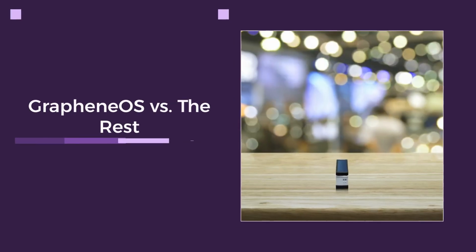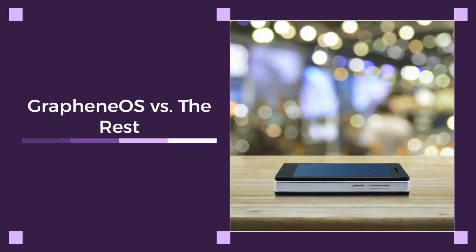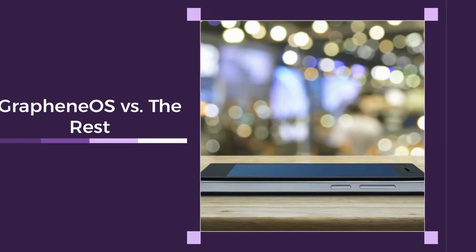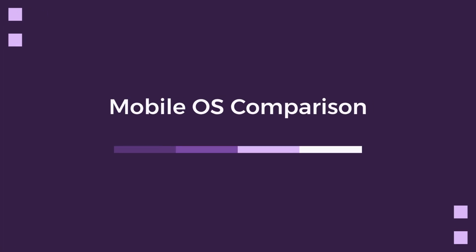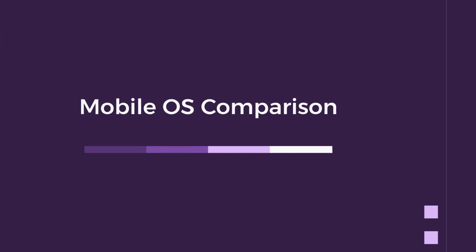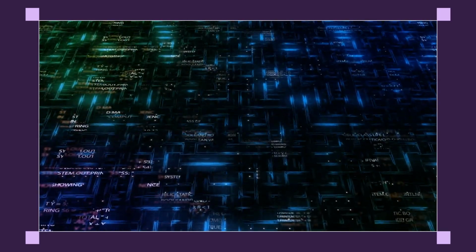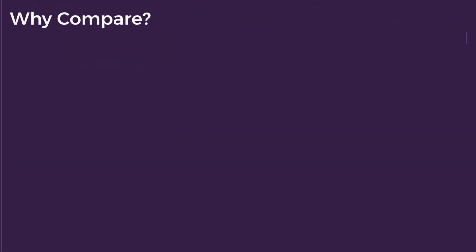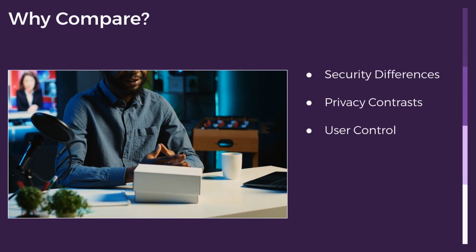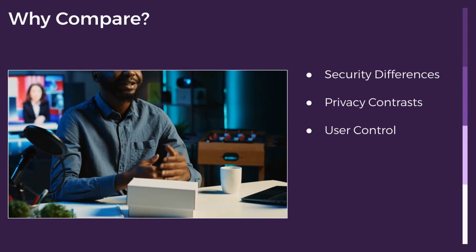Let's explore how GrapheneOS stacks up against other popular mobile operating systems. In this video, we'll compare GrapheneOS with Android, iOS, and LineageOS. GrapheneOS is a security and privacy-focused mobile OS based on Android. We'll compare because these are the most popular, and you deserve to know the differences.